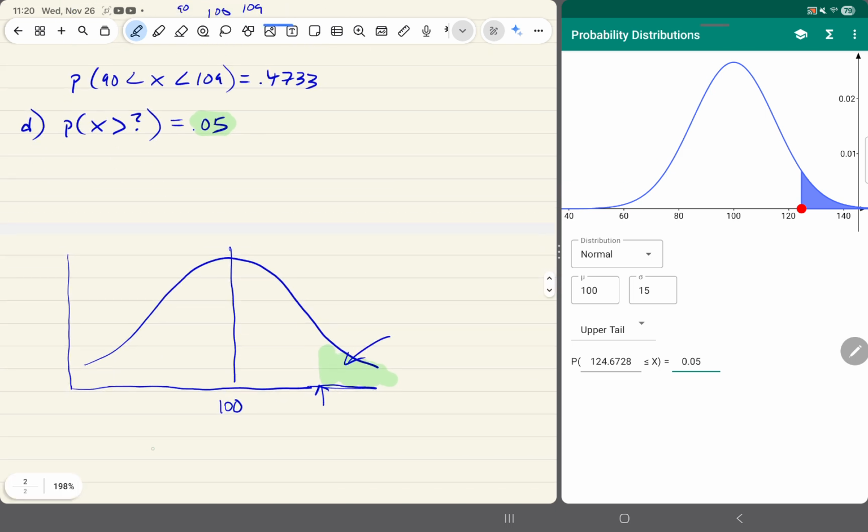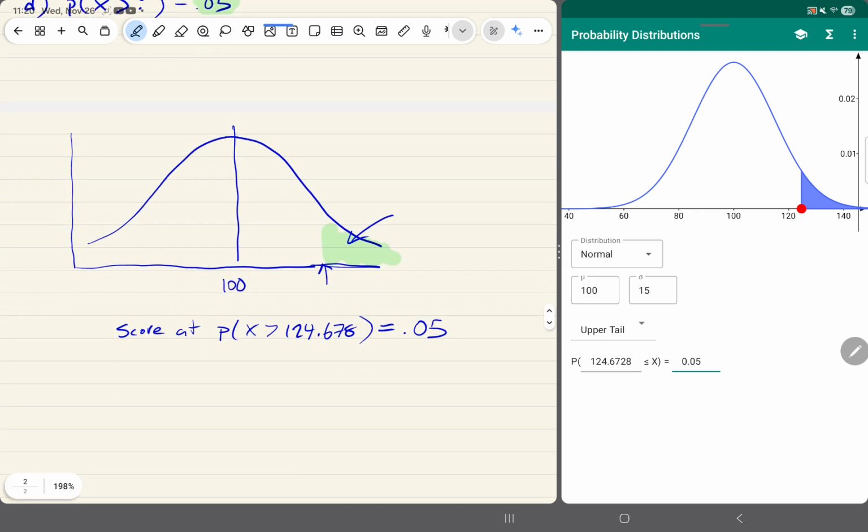So, the score at probability that x is greater than 0.05. I don't know why it is that the book is giving slightly different answers than the ones that I have, but I'm going to trust the calculator, and the answers are very, very close.